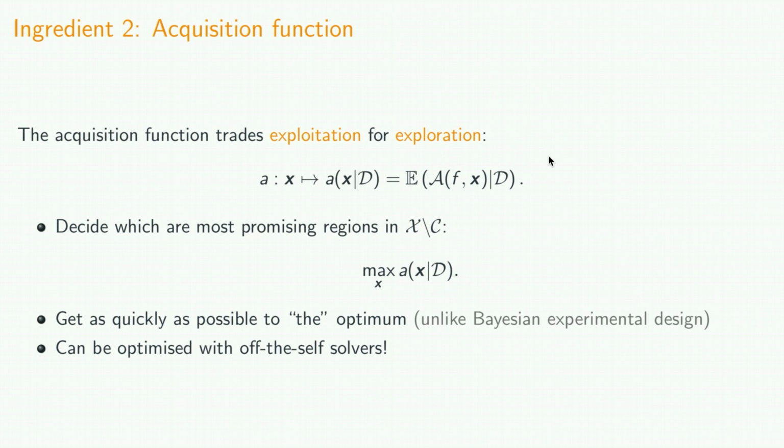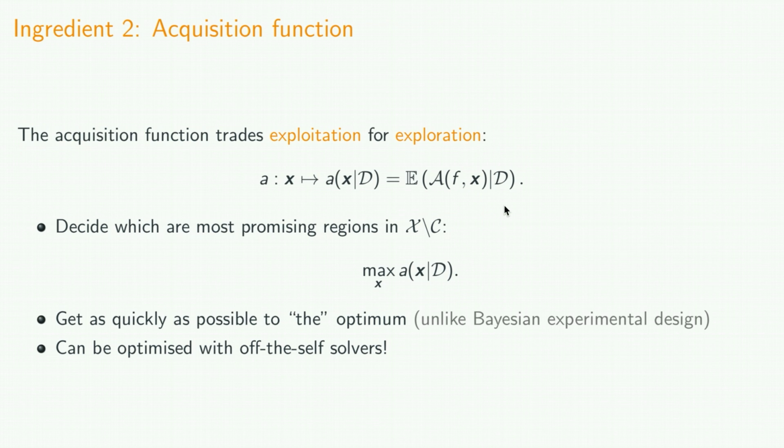So once we have this function, the acquisition function, to decide which is the most promising candidate to evaluate, we're going to maximize it. And to maximize it, we can just apply off-the-shelf solvers. Now, to compute this expectation, we will need the probabilistic surrogate that we've computed.